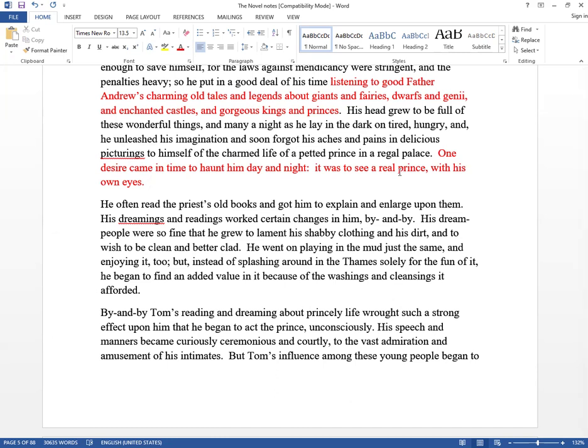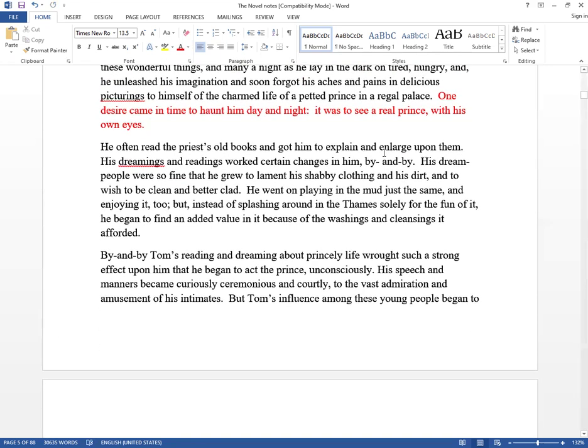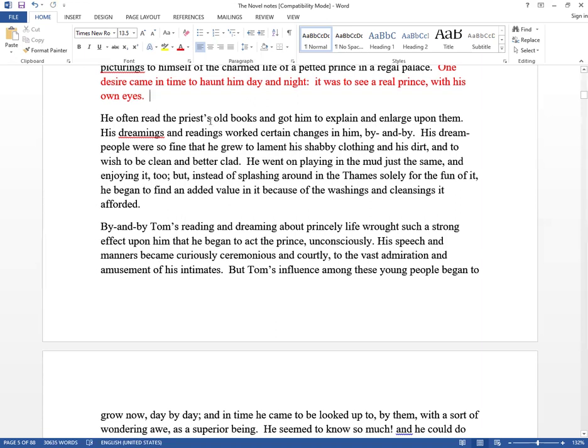Now Tom knows there are better people than the people at Offal Court. There is a new world beyond Offal Court. Now Tom's ambition is to go to this new world, right? He often read all the priest's books, and got him to explain and enlarge upon them. Now every day he goes to Father Andrew. He begins to read and to listen to Father Andrew.